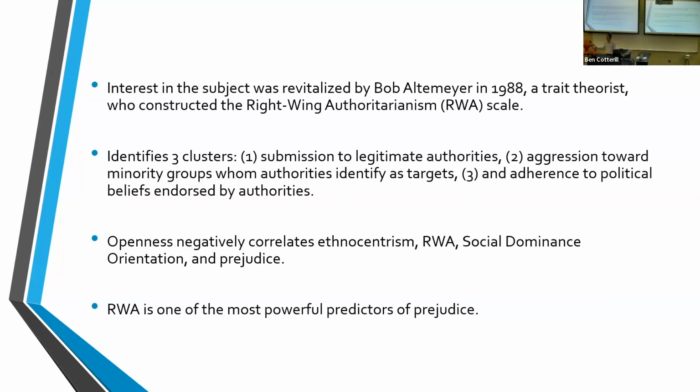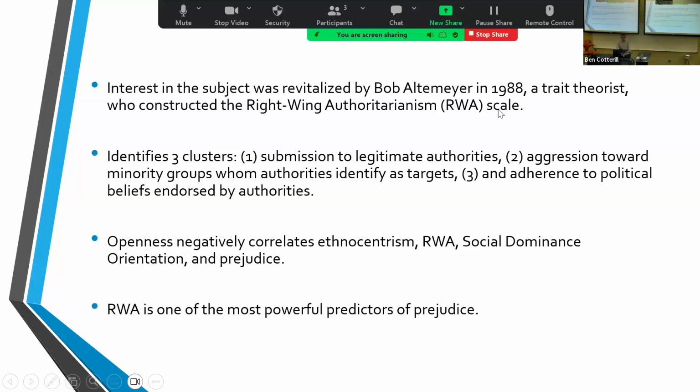So it completely died out after that, but then interest in this was really brought back by Altemeyer in 1988, who constructed the right-wing authoritarianism scale. This is the scale you're probably more familiar with. It's the one that's still used in research in contemporary psychology. This right-wing authoritarianism scale identifies three different clusters: submission to an authority figure, aggression towards minority groups that the authority figure targets, and then adherence to political beliefs that are endorsed by the authority figure.